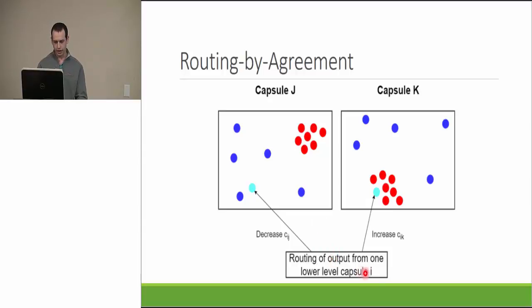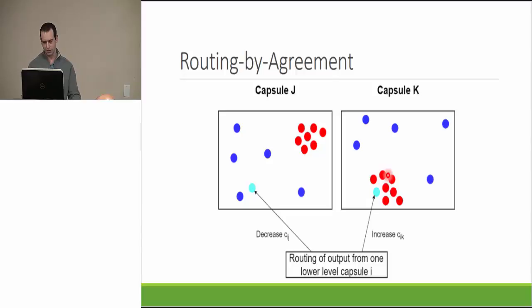So we want to know how much of the information from this lower level capsule i is going to be routed to these upper level capsules. So i's prediction vector is located here. We see that the other prediction vectors are clustered in this area of capsule J, and capsule i's prediction is very far away from that, so it actually disagrees with the other lower level capsules. That means it's not going to want to send its information to capsule J, because this lower level feature is not agreeing with the other lower level features that this capsule even exists. So we're going to decrease c_ij.